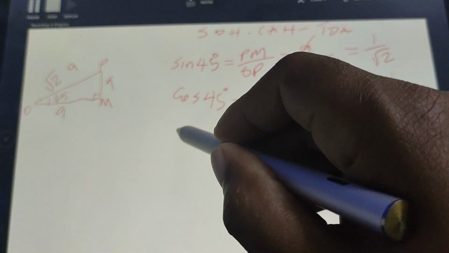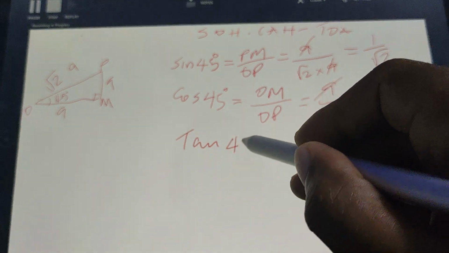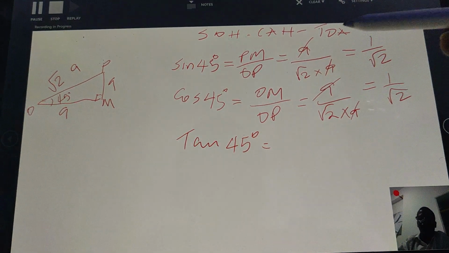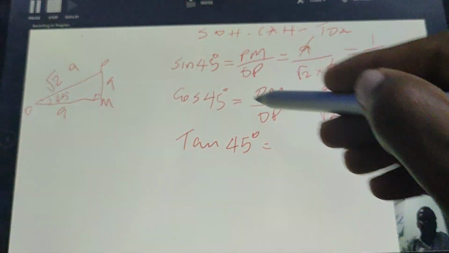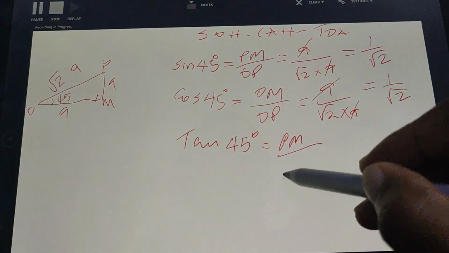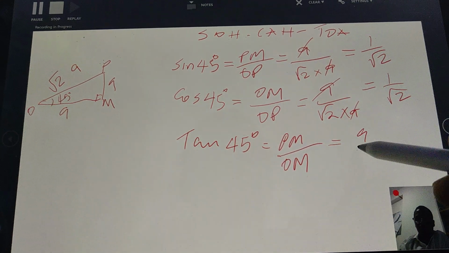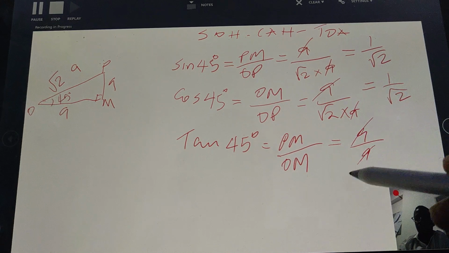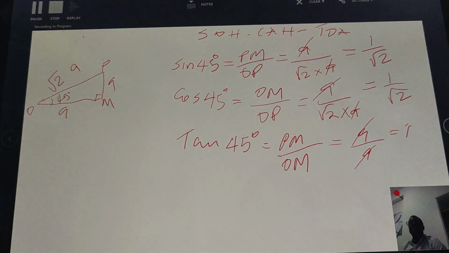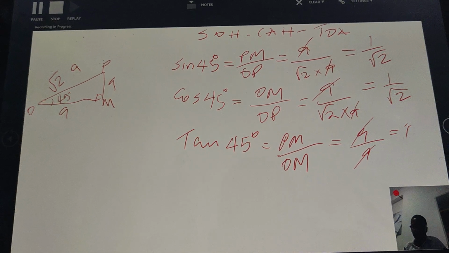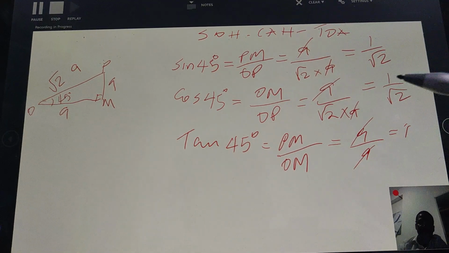Okay, then let's look at tan 45 degrees. This one will be equal to opposite over adjacent. So opposite is PM over adjacent is OM. PM is equal to A, OM is also equal to A. So A and A will go, remain with 1. So our trigonometric ratios for 45 are these ones. Sin 45 is 1 over root 2. Cos 45 is 1 over root 2. Tan 45 degrees is 1. Okay? These are the things that you have to know. You don't have to memorize them.